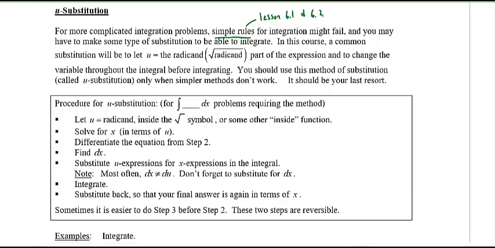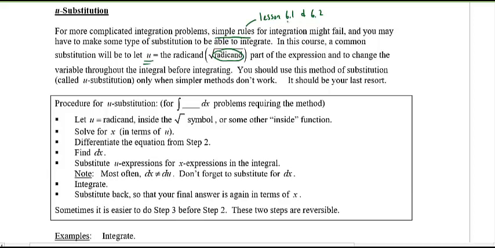In this course, a common substitution will be to let the letter U equal either the radicand, which is the stuff underneath the square root, or just some denominator or something that's in a bracket. That part of the expression is used, and then we're going to change the variable throughout. So the idea, hopefully, is to make it simpler so that it will look like one of the nice, easy ones we've done in lesson 6.1 and 6.2.